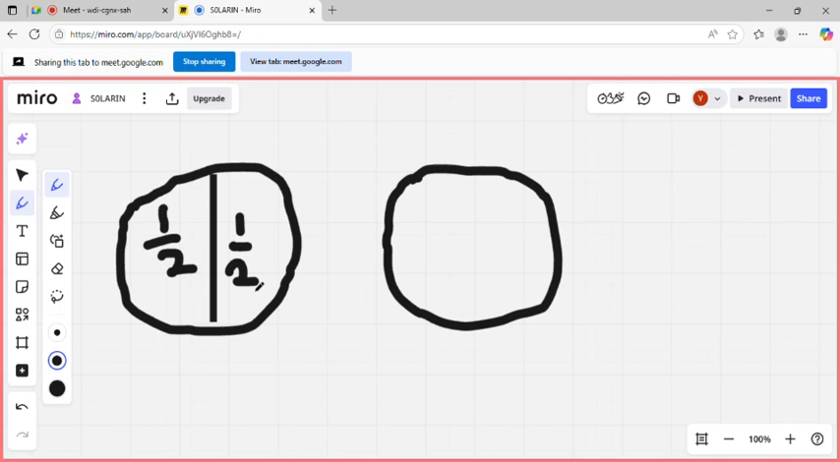What it means is that each person I'm sharing the pizza with will take one out of the two equal parts the pizza is divided into. This is known as a half or one half.